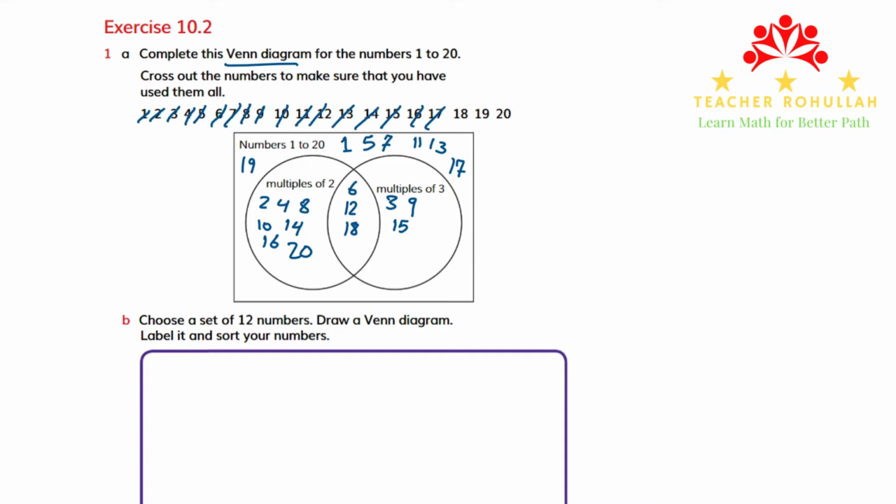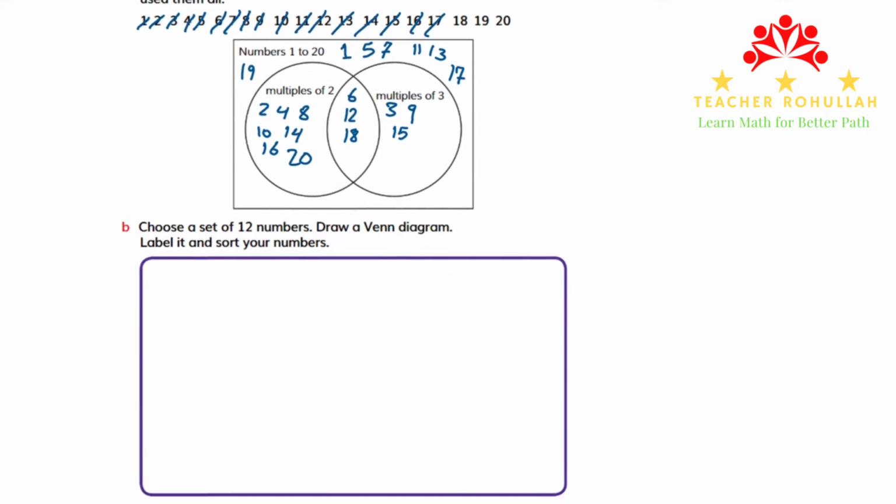So this is how we sort numbers based on the given characteristic or based on the given condition. The condition here is writing multiples of 2 to the left and writing multiples of 3 to the right and writing the numbers which are multiples of 2 and 3 at the same time in the center. But the numbers which are not multiples of 2 or 3, we write outside the circles in the rectangular shape. Well, we are done with part A of question 1. Let me scroll down to move to part B of this question.